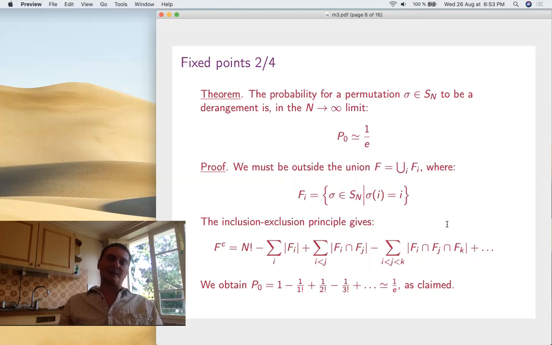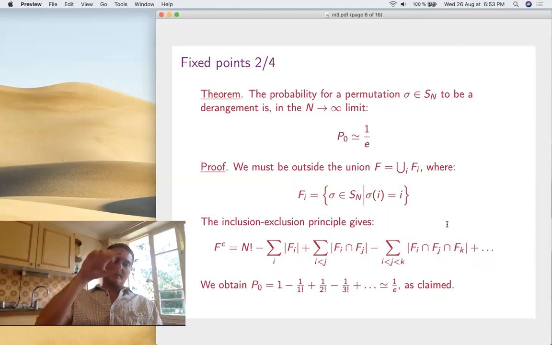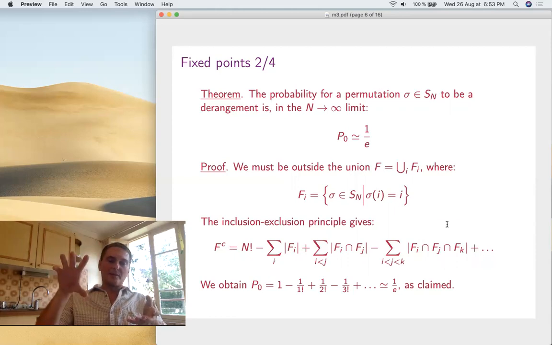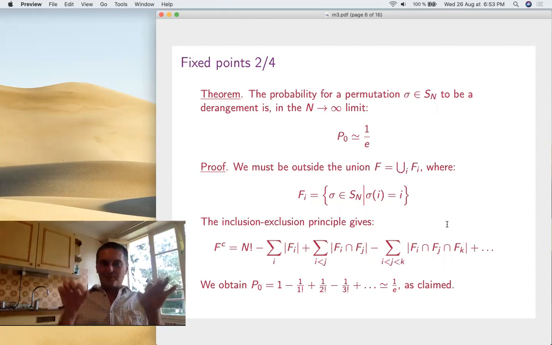So you take all these sets, F1, so that's your symmetric group, Sn. F1 is the set of permutations fixing 1, F2 is the set fixing 2, and so on up to Fn. So we want to compute the complement of this union. And the formula is the following. You take all the permutations, factorial n, then you remove all these sets, okay? That's what is written here.